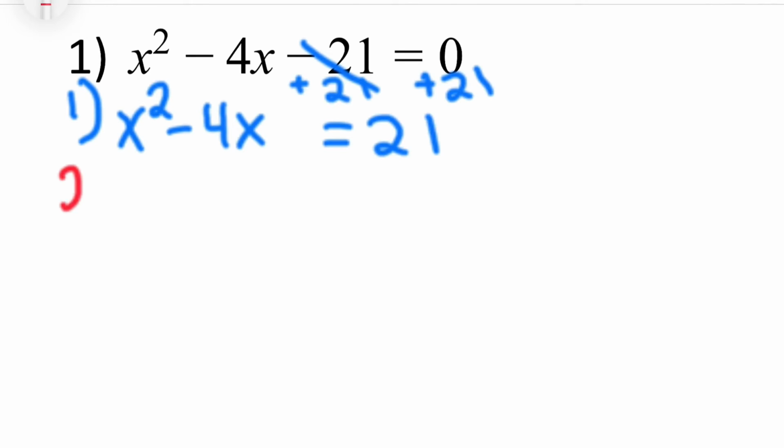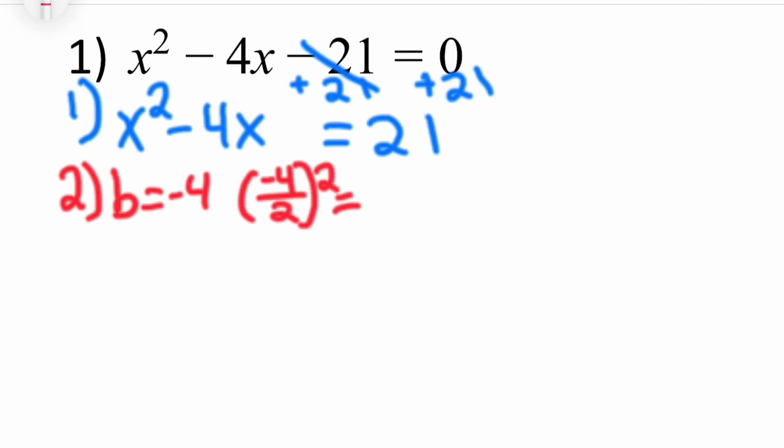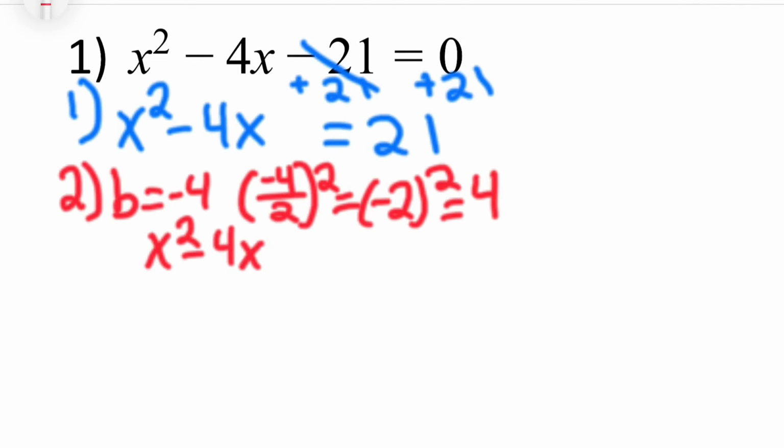So then we have step 2. Step 2 is going to be creating a constant on the left side. So in this case, our b is -4. So we will take our b, divide it by 2, and then square it. So -4 divided by 2 is -2. -2 squared is +4. So after this step 2, our equation now looks like this. x squared minus 4x plus 4 equals 21.